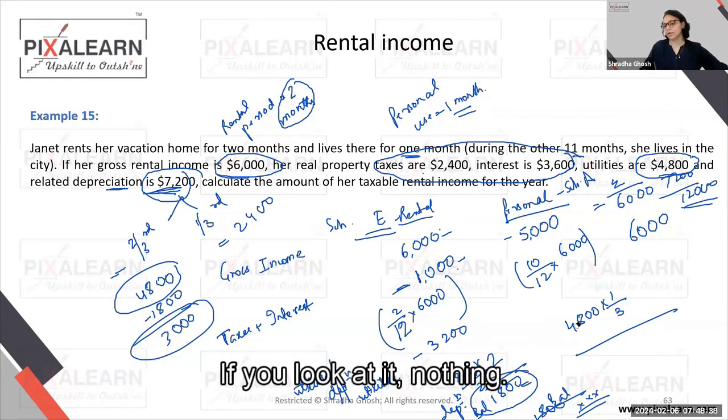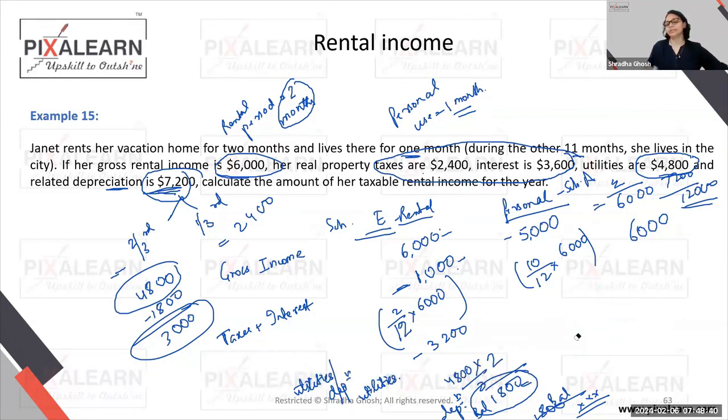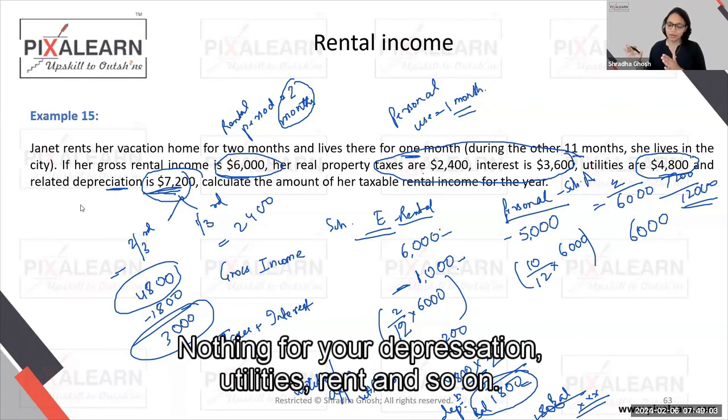Now here, for utilities and for depreciation on the personal portion, nothing will be allowed as a deduction. If you look at it, nothing. Why? Personal expense, nothing is allowed as a deduction. Is the concept clear? For personal, nothing, for your depreciation, utilities, rent, and so on.